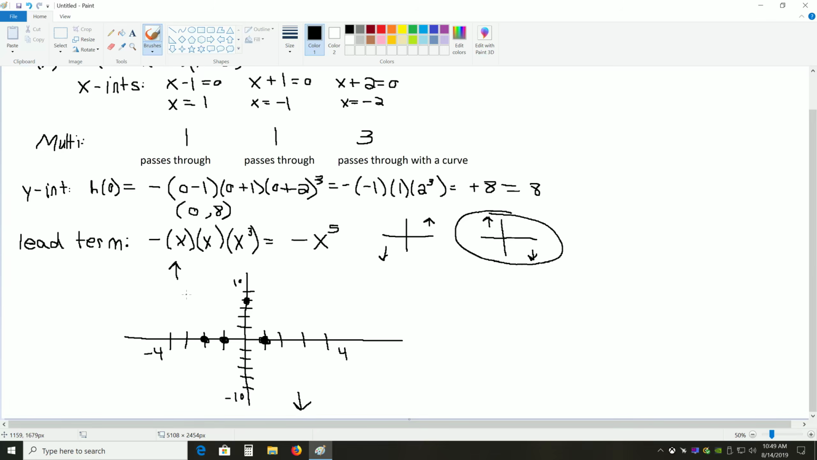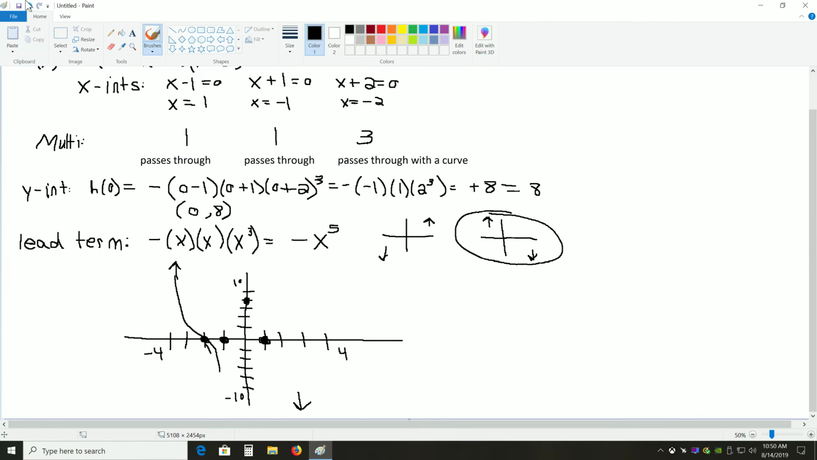And now all we need is the multiplicities. So remember, as we approach x equals -2, that's our furthest one to the left, we're going to pass through it with a curve. So we're going to approach it, and then it's going to look like the graph of x cubed, how it goes like a curve through it.